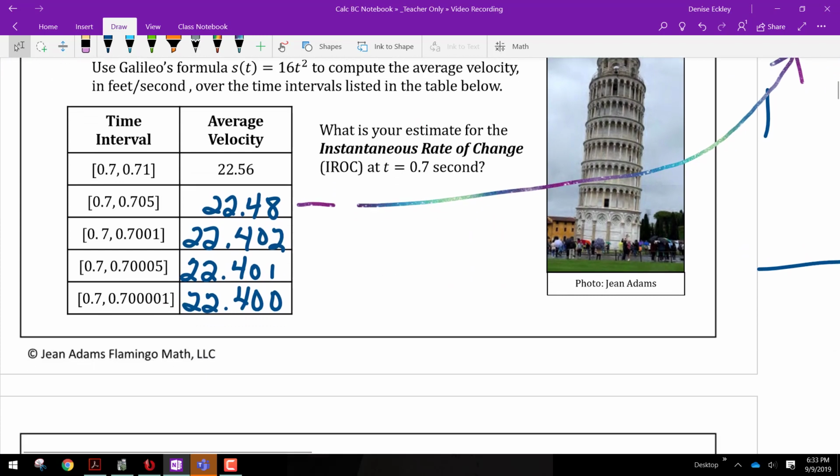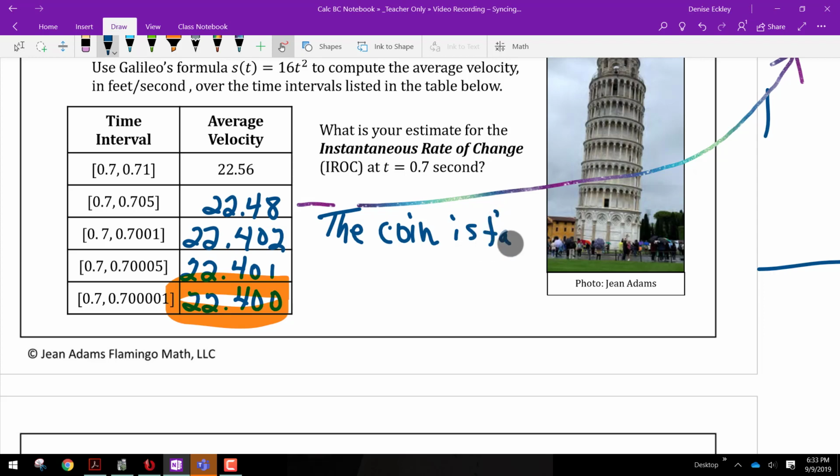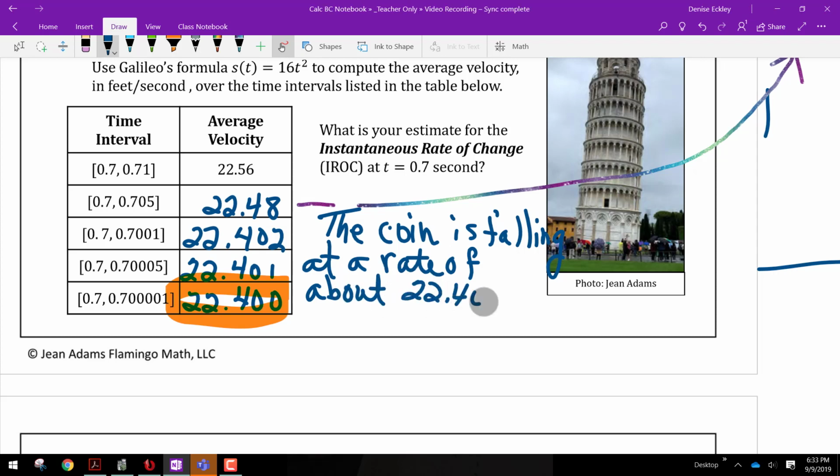Okay, so looking at the last value, this can be our estimate for our instantaneous rate of change. So we can write, you want to write good answers, the coin is falling at a rate of about 22.400 feet per second at t equal to 0.7 seconds.